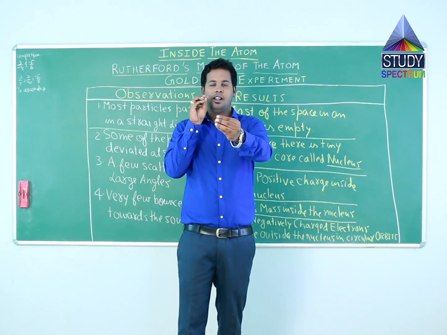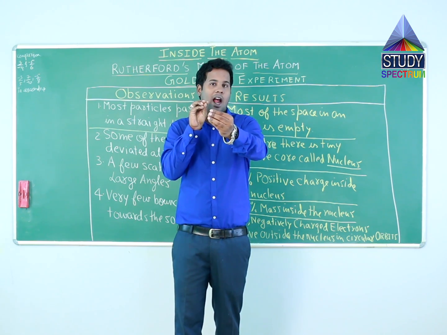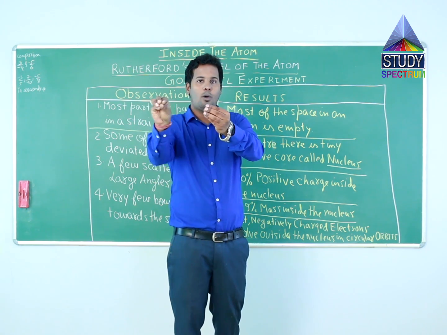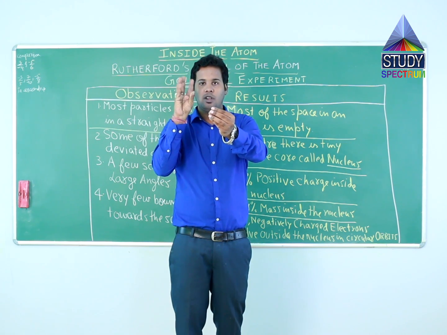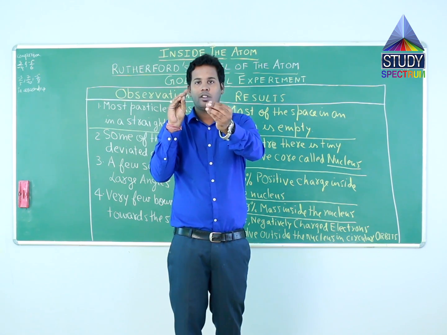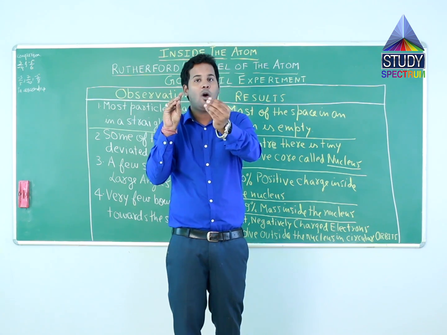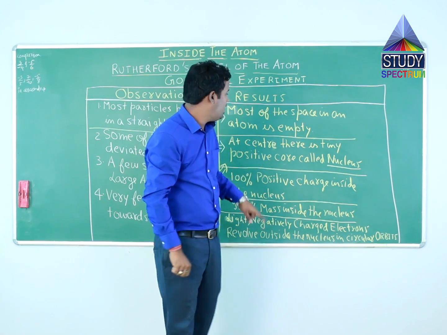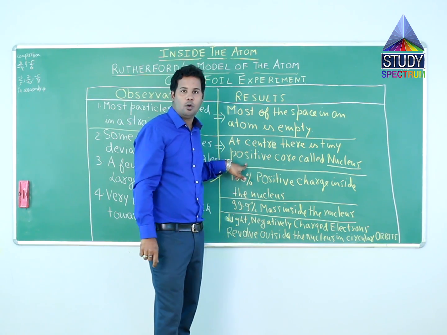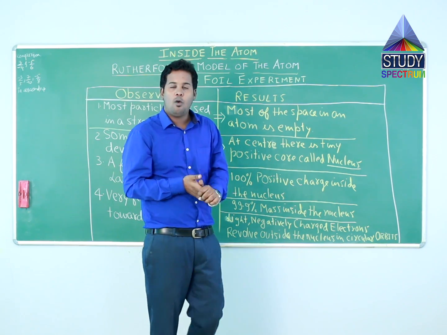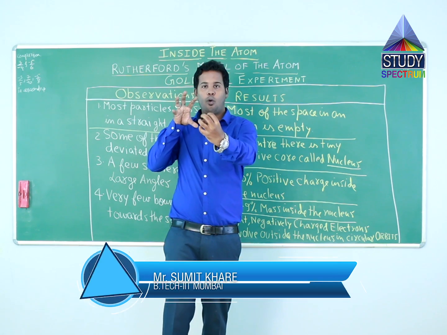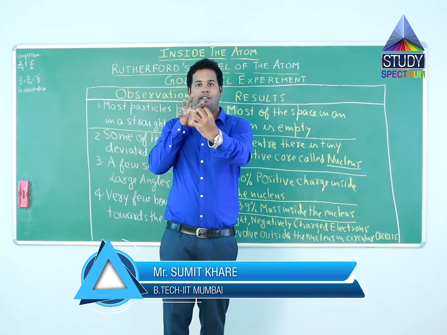Now, these alpha particles are positively charged and they are getting deviated through small angles or through large angles. It means if these are positively charged, there must be a positive charge at the center of the atom also, which he said is a very tiny positive core, and he termed that positive core as the nucleus. Now, why was it tiny?